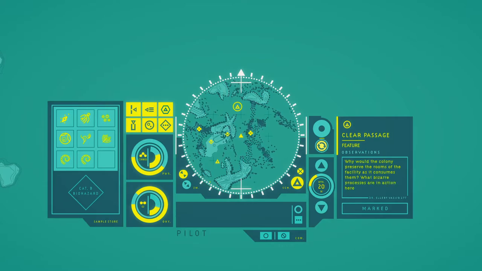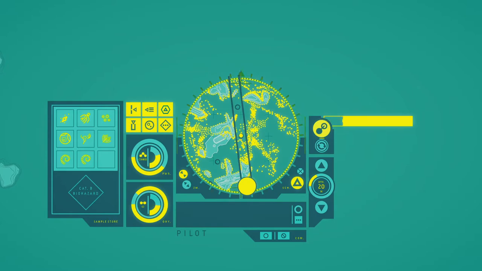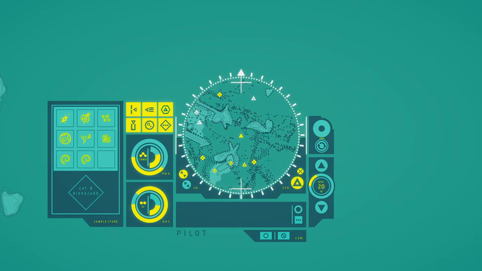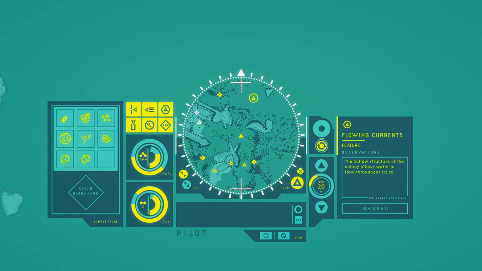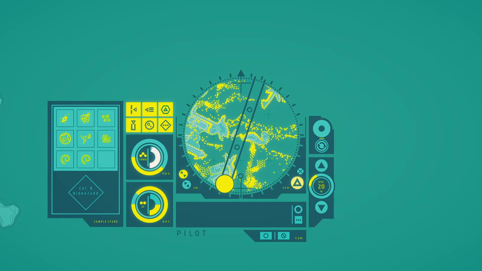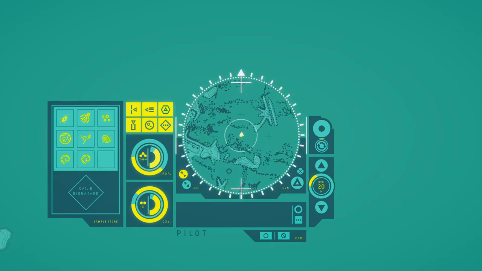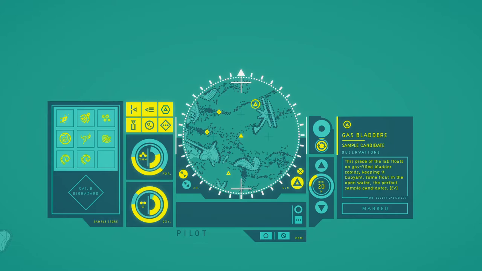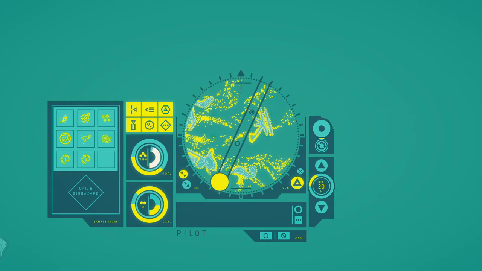Why would the colony preserve the ruin of the facility as it consumes it? What bizarre processes are in action here? The whole structure of the colony allows water to flow throughout its core, creating both bulbous corridors and open halls. This piece of the lab floats in a gas-filled bladder, so it's keeping it warm. Some fold in the open water to prevent sampling from dancing.